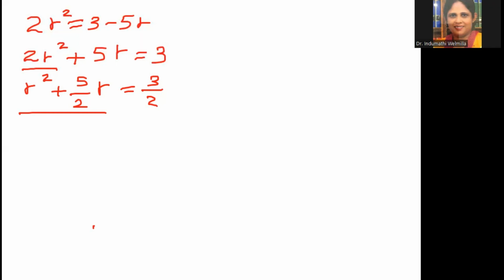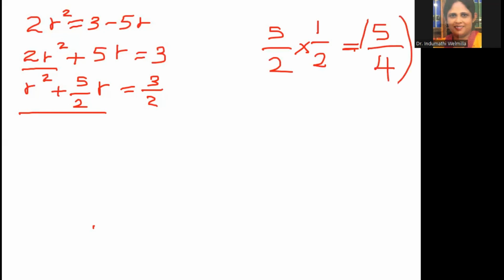So how do we do it? Take the middle term's coefficient. Do you remember the middle term's coefficient? Take half of that value. What is the value then? 5 over 4, right? Then we need to square this one. When we square this, we get 25 over 16.